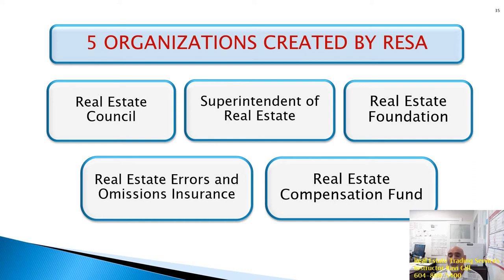The first 2 have more to do with rules and requirements of the services. Number 3, the foundation, is more to do with education. Number 4, real estate errors and omissions, is an insurance company set up so that if realtors have an error or omission, where they missed out something on their contracts, then they will be covered. And the last one is to do with the trust account.